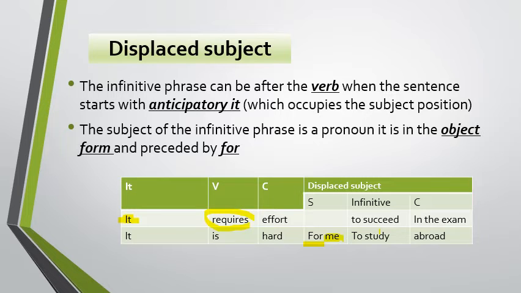You can listen to my explanation again and again so you can understand it. Briefly, the infinitive comes in the displaced subject position when the sentence starts with the anticipatory it, and in this case it comes after the verb. And the second case is when this infinitive has a subject and this subject is a pronoun, it will be in the object form, and usually it's preceded by for.